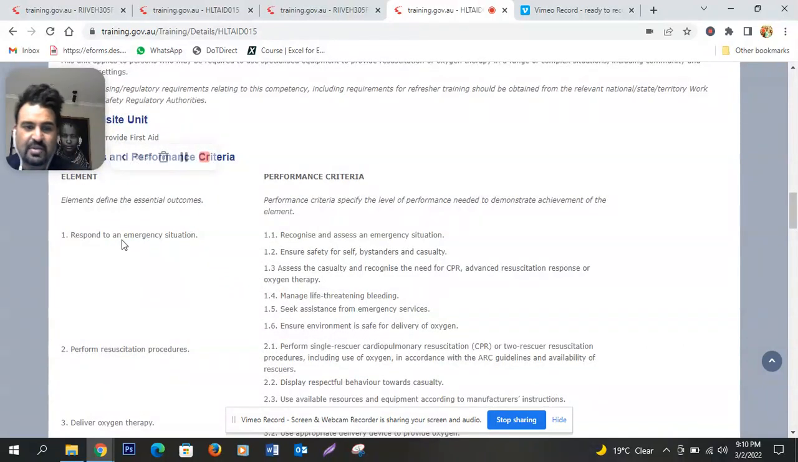I won't go into the detail at this stage, because every unit of competency is obviously different, so we can't do that, but I'll give you a fairly good idea. Say they're saying respond to an emergency situation. Obviously then it will have particulars about the first element, which is respond to an emergency situation. Then it has a further 6 different subheadings to it.